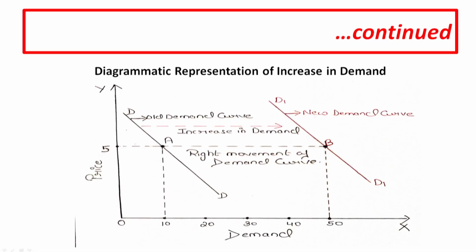So the same I have tried to show through diagrammatic representation, that is increase in demand. As you are able to see, on the x-axis the demand has been shown, on the y-axis the price has been shown, and the price is constant, that is 5 rupees, but you can see in the diagram the demand is changing. The reason for the demand change is here. The other factors might be a change in taste, change in preference of the consumer, or any other related factor.